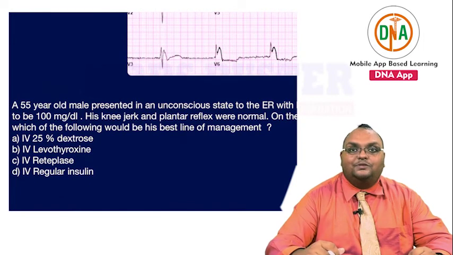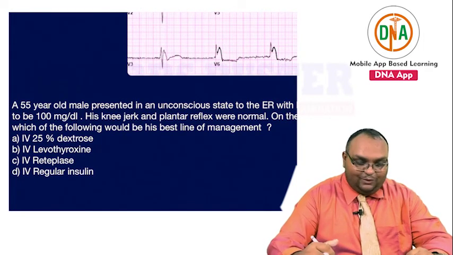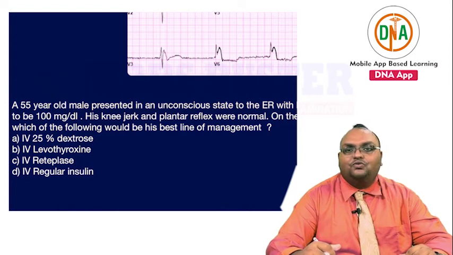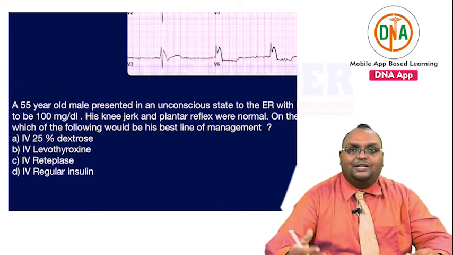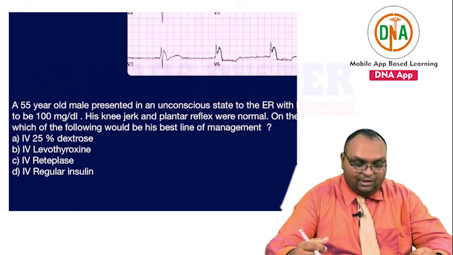What are the things we are suspecting? Given the four options, can you play the back calculation game now? IV 25% dextrose, where do we give it? Where a person has less glucose in his body. Can a person faint due to that? Yes. So hypoglycemic attack, hypoglycemic coma.